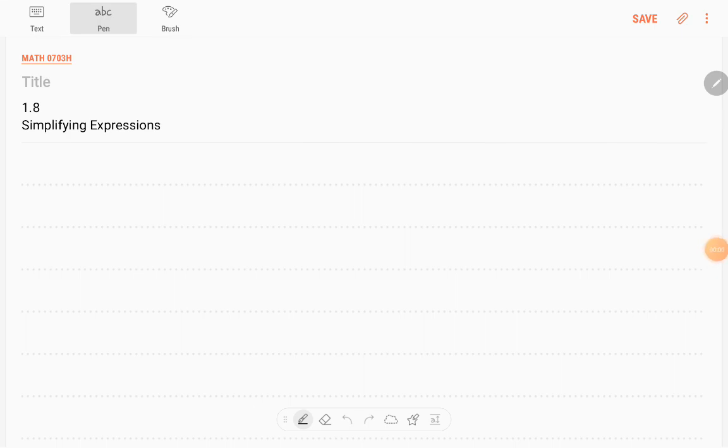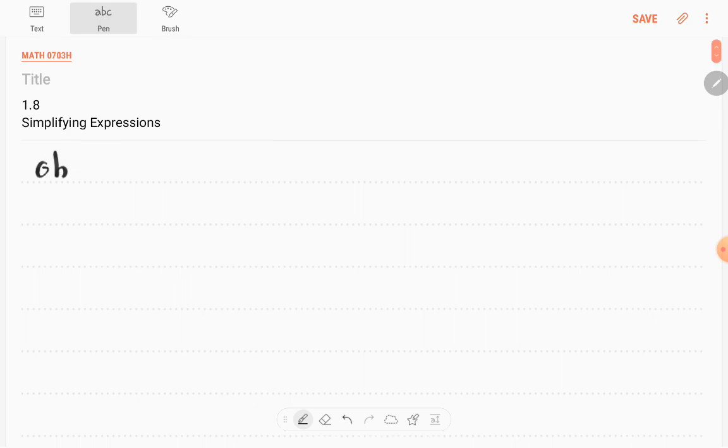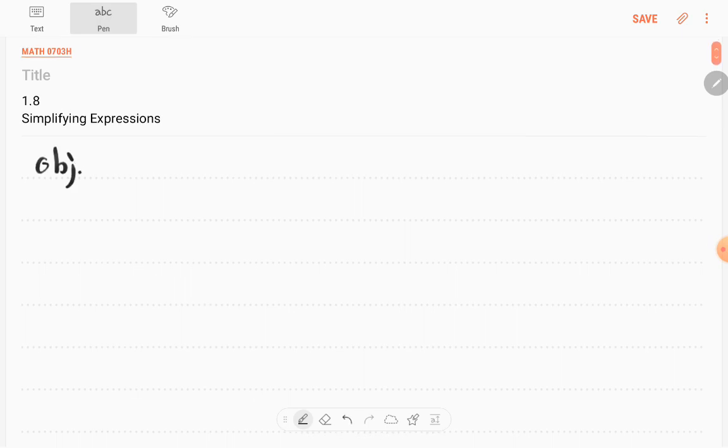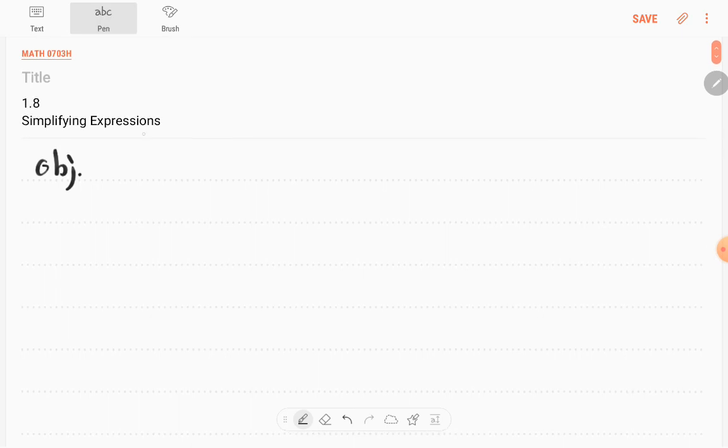Now we talk about 1.8. We try to simplify the expressions. The first objective, we want to identify terms. So how about like terms and unlike terms?